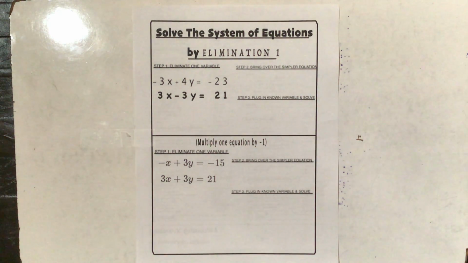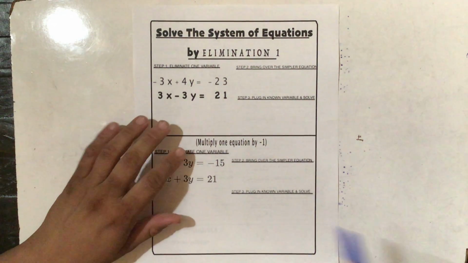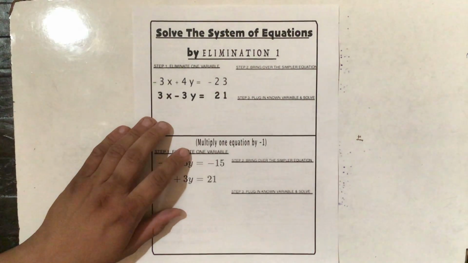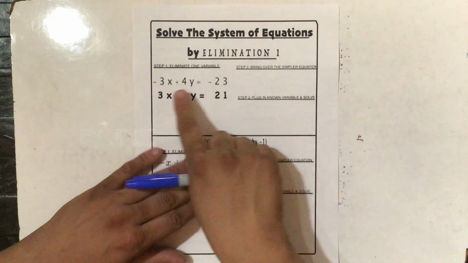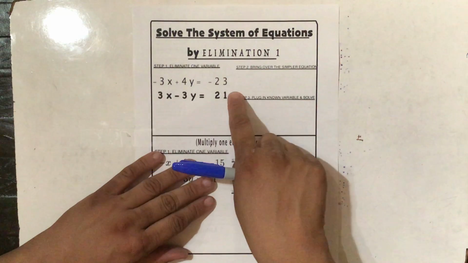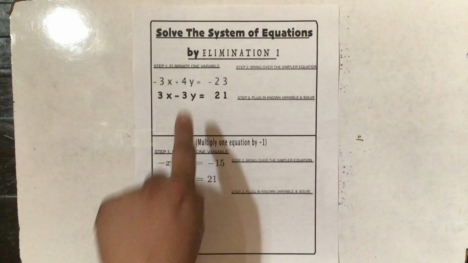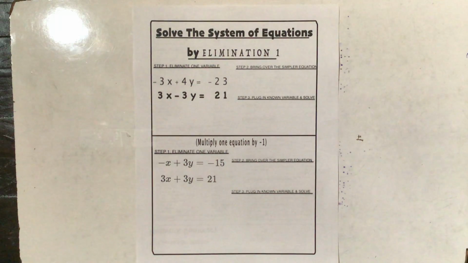So what I'm going to show you now is how to get 100% accuracy and how to solve these systems. Again, solving a system means two equations, or more than one equation. In this case, we have two equations. So we're going to eliminate. It says by elimination, so we're going to eliminate one variable.